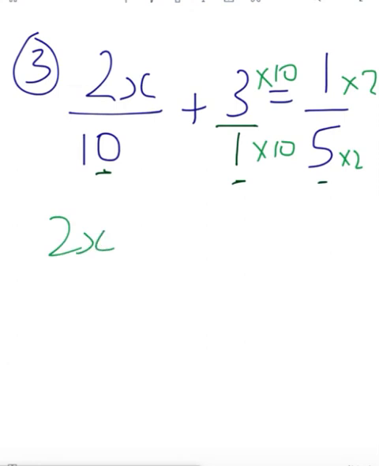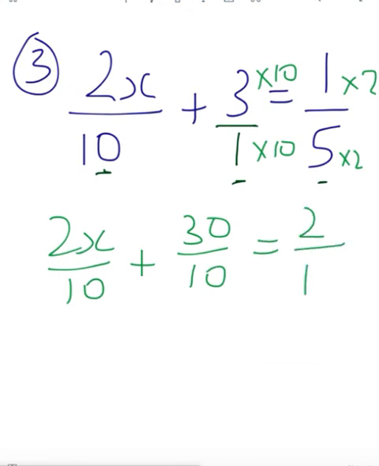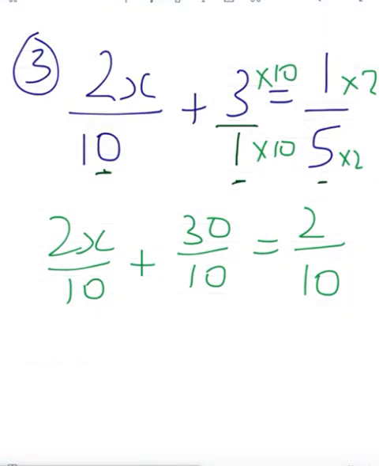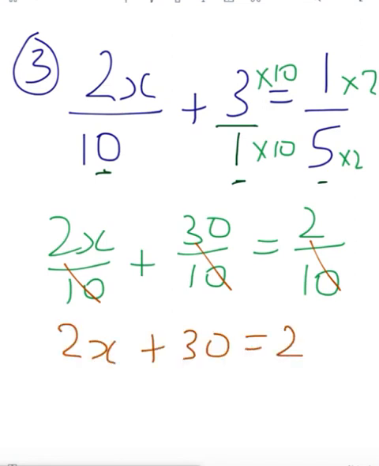So 2x over 10 stays the same. Plus, I now have 3 times 10 is 30 over 10 equals 1 times 2 is 2, and 5 times 2 is 10. Now that my denominators are all the same, I can do that quick shortcut and cross them all off. Okay, and I'm left with 2x plus 30 equals 2.